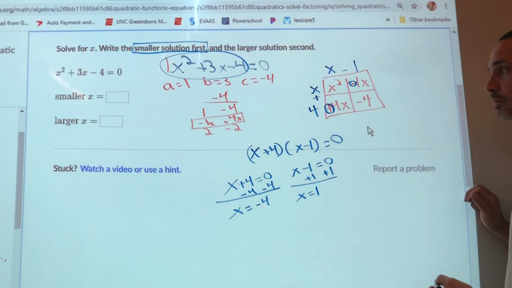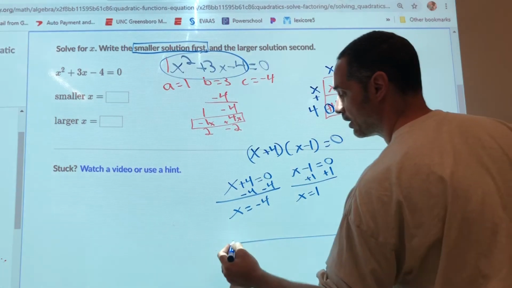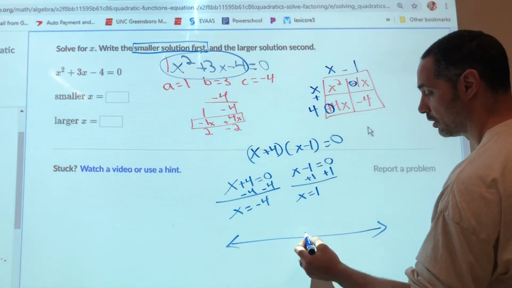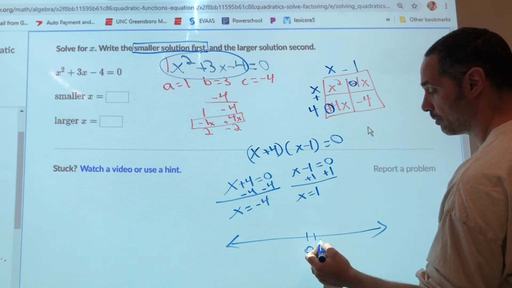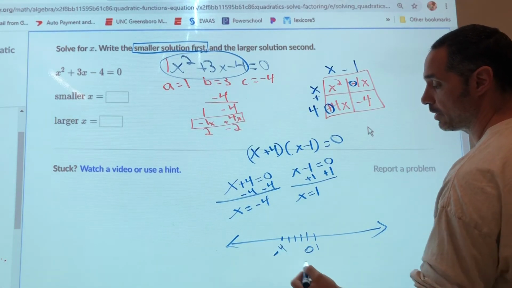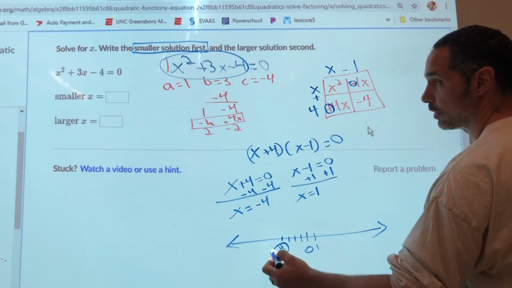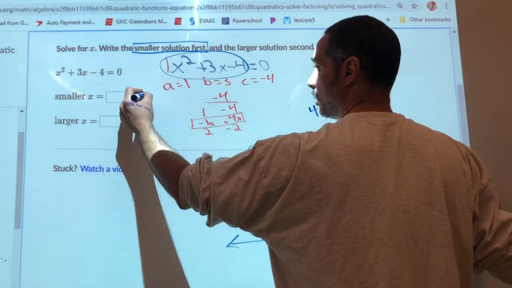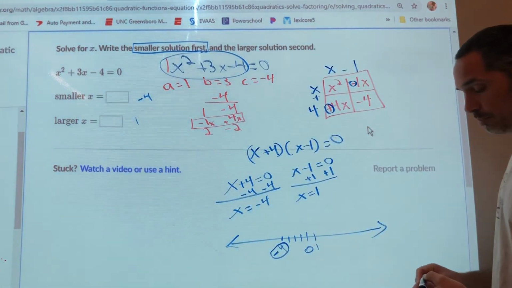So the smaller solution on a number line. So here's my number line. Here's 0. 1 would be here, and 1, 2, 3, 4. -4 would be here. So -4 is going to be my smaller solution, and 1 will be my larger solution.